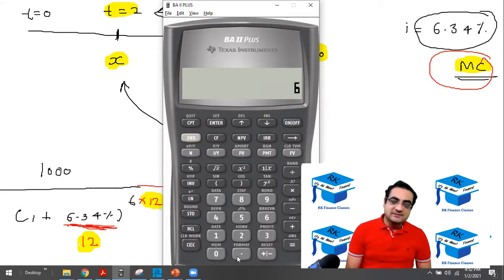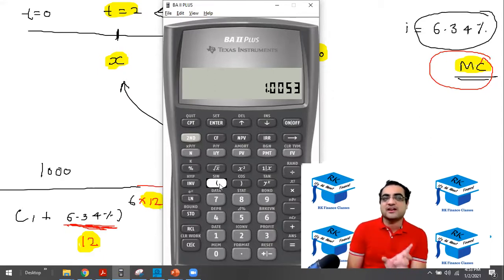I repeat, 6.34% divided by 12 equal to, then do plus 1 equal to, raise to. Now you have to open the bracket, and the funny part with the calculator is, although you open the bracket, the calculator display doesn't change. So that's the funny or stupid part of the calculator's display. Actually, they should have shown a display that you open the bracket, but they don't.